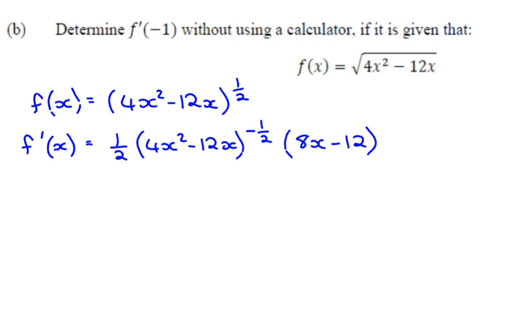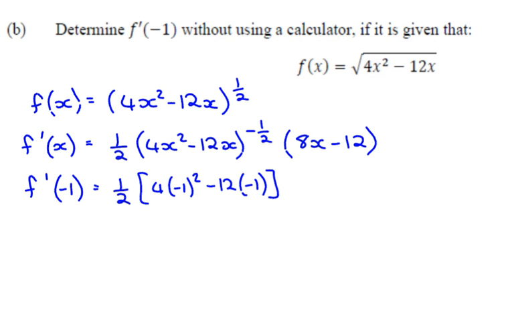Now I can then go one step further. I don't need to make that look pretty. What I do need to do is sub negative 1 in place of x. So wherever I see my x, I'm going to put a negative 1. So I've got 4 times negative 1 squared minus 12 times negative 1 to the power of negative a half. Then I've got times 8 times negative 1 minus 12. It's always good in AP to show that step. You don't need to show any other steps after that.